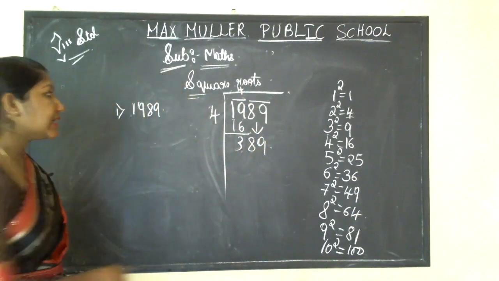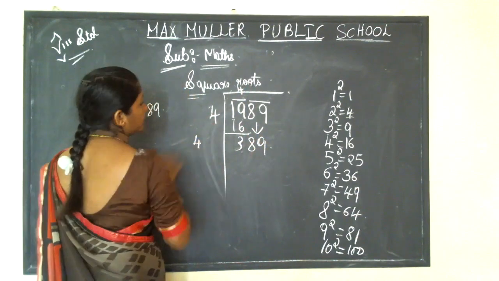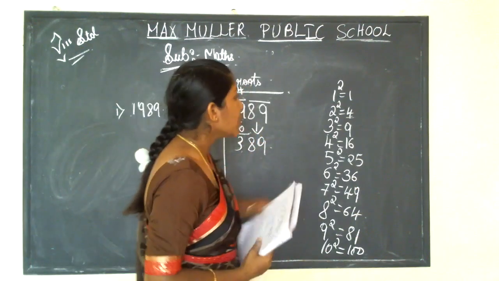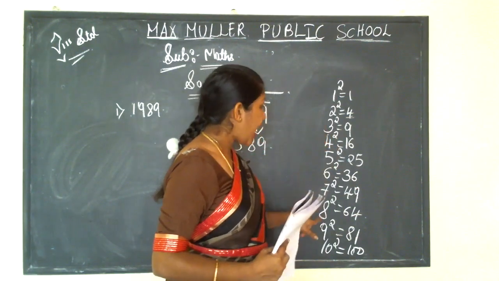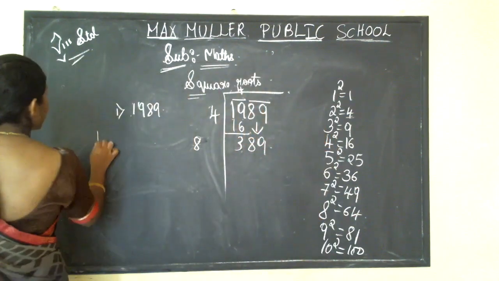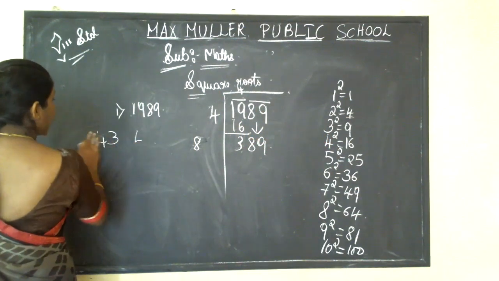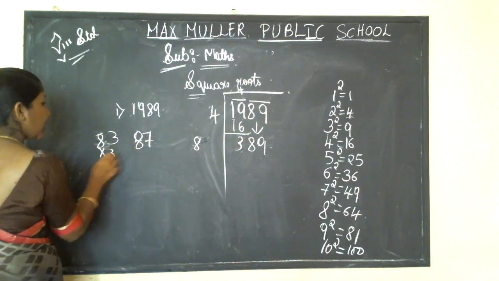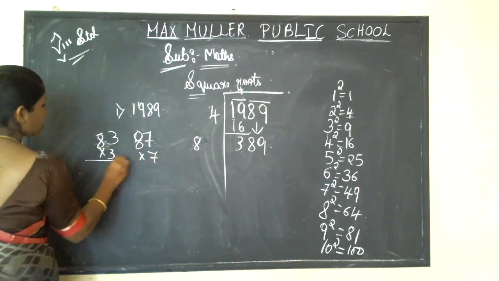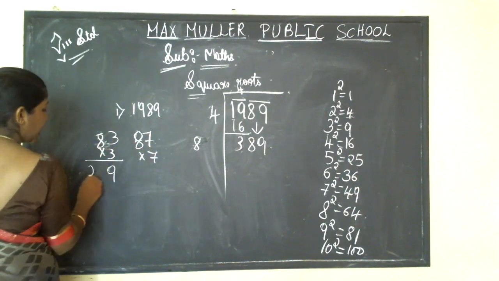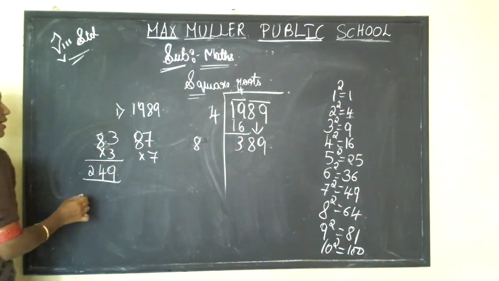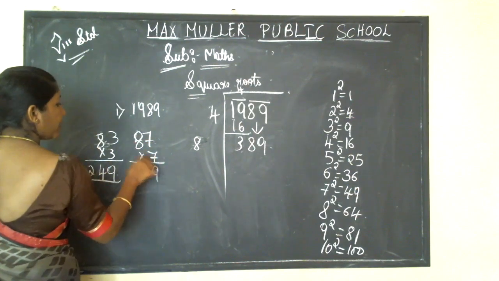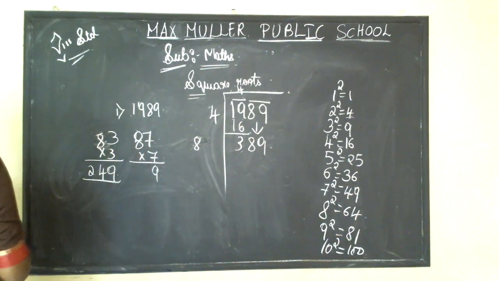So next, what do you have to do? 4 plus 4, it is 8. And the last number is 9. You have to go with 43 and 47. See, 83, 87 into 3, into 7. So 3 3s are 9, 3 8s are 24, 249. 7 7s are 49, 4 remainder. 7 8s are 56.